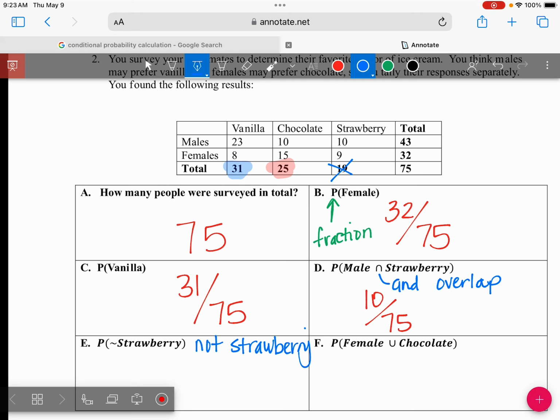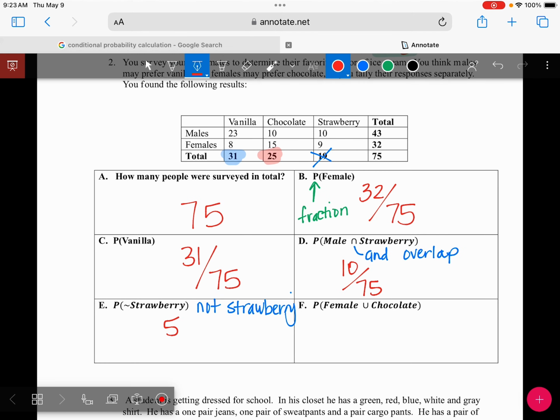31 plus 25 would be what? 56, is that right? So 56 over what though? If you just put 56, that's not the full credit. It has to be 56 over 75. Everything is over 75 because nothing was conditional.